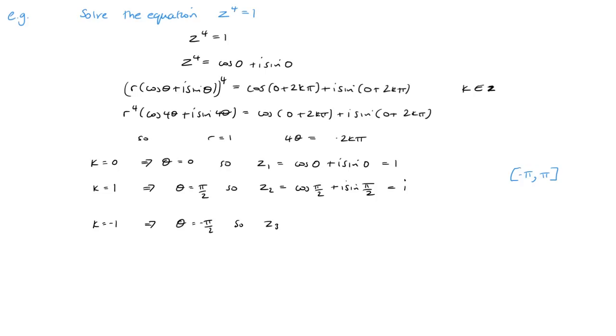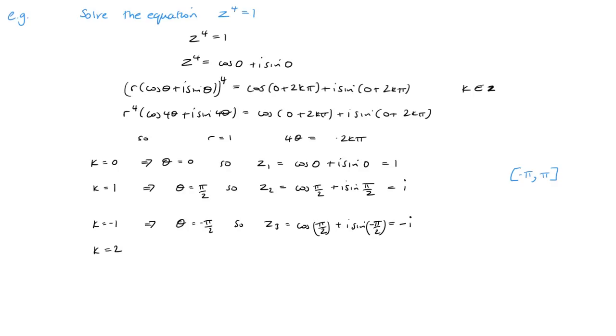So Z3 is going to be equal to cos of minus pi by 2 plus i sine minus pi by 2. And cos of minus pi by 2 is 0, and sine of minus pi by 2 is -1. So this is going to become minus i.